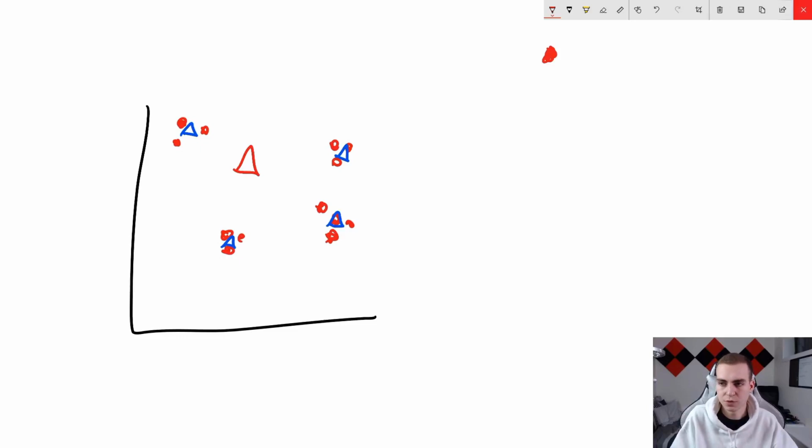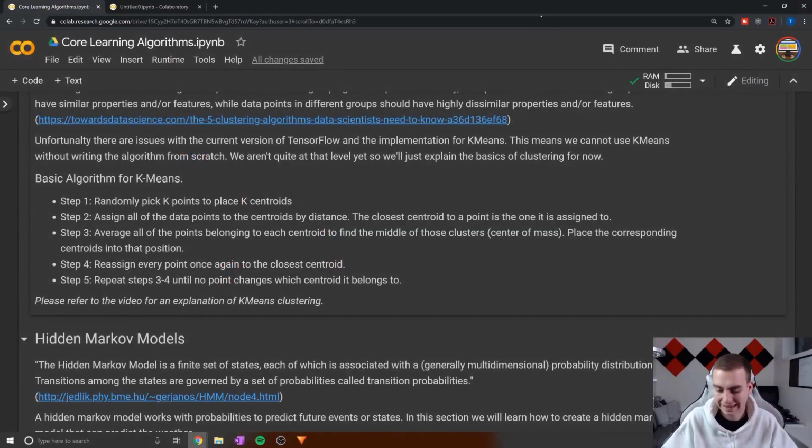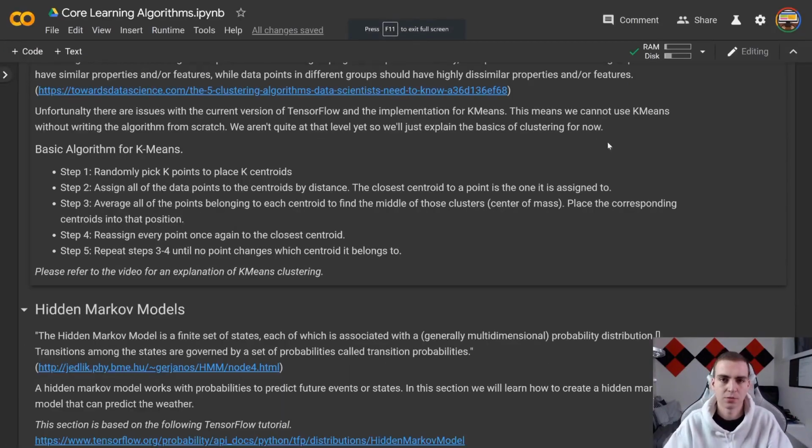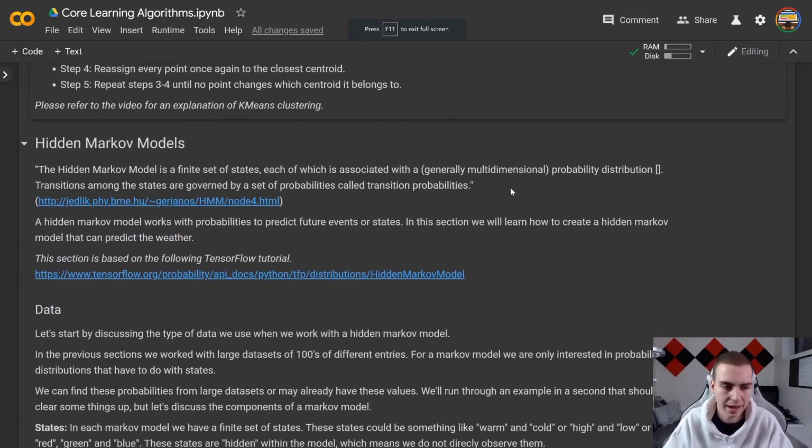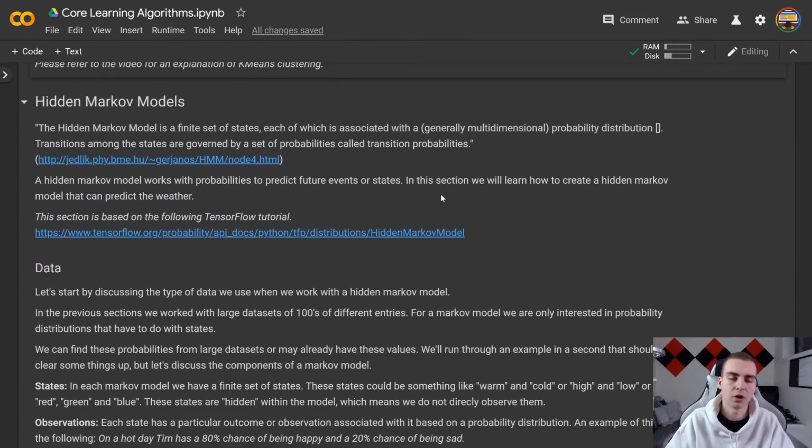Now, the only thing with this is you do need to know how many clusters you want for k-means clustering, because k is a variable that you need to define. Although there are some algorithms that can determine the best number of clusters for a specific data set, that's a little bit beyond what we're going to be focusing on right now. So that is pretty much clustering. There's not really much more to talk about, especially because we can't really code anything for it now. So we're going to move on to hidden Markov models.